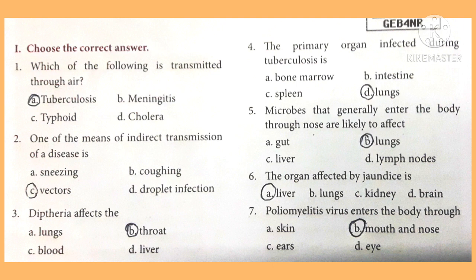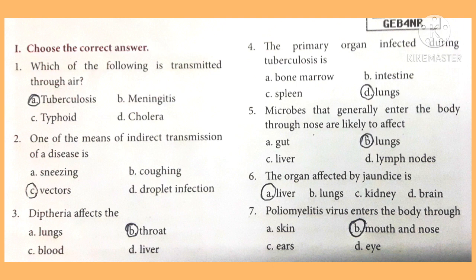First one. Which of the following is transmitted through air? Answer: tuberculosis. Option A. Second one. One of the means of indirect transmission of a disease is. Answer: vectors. Option C.